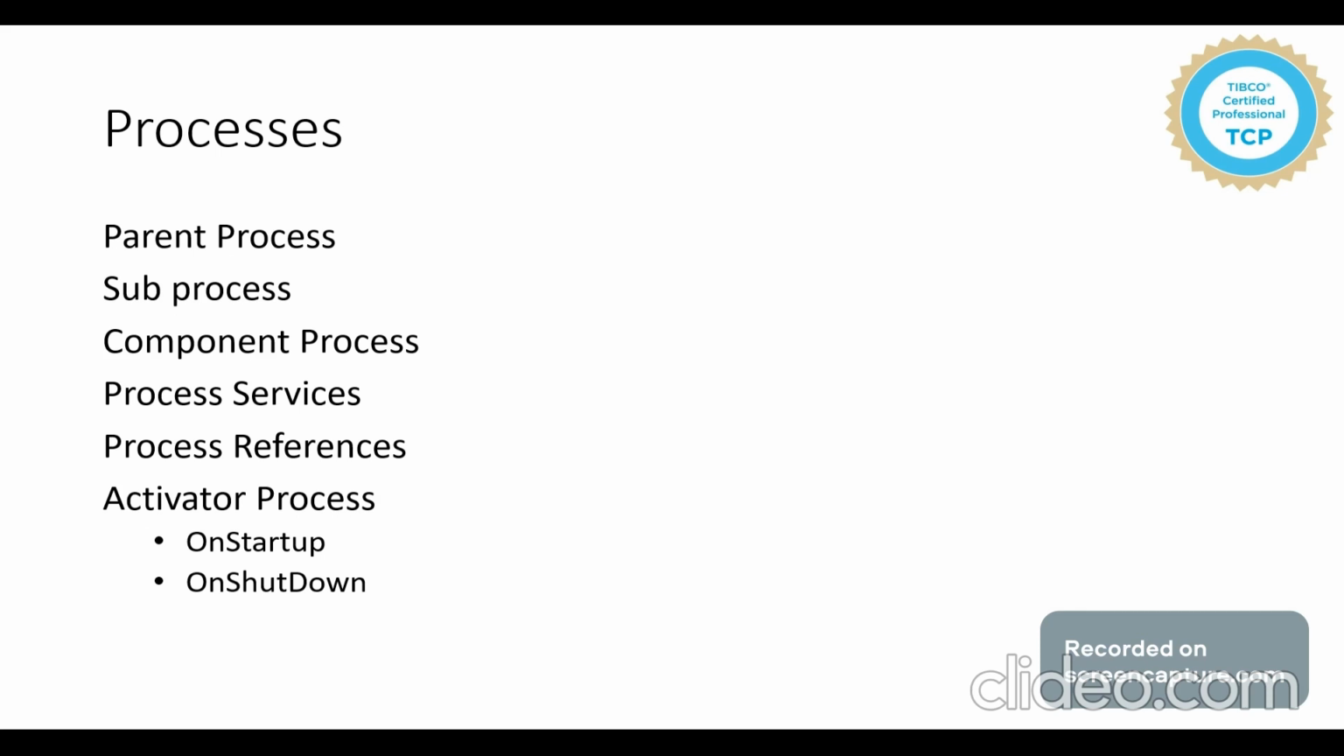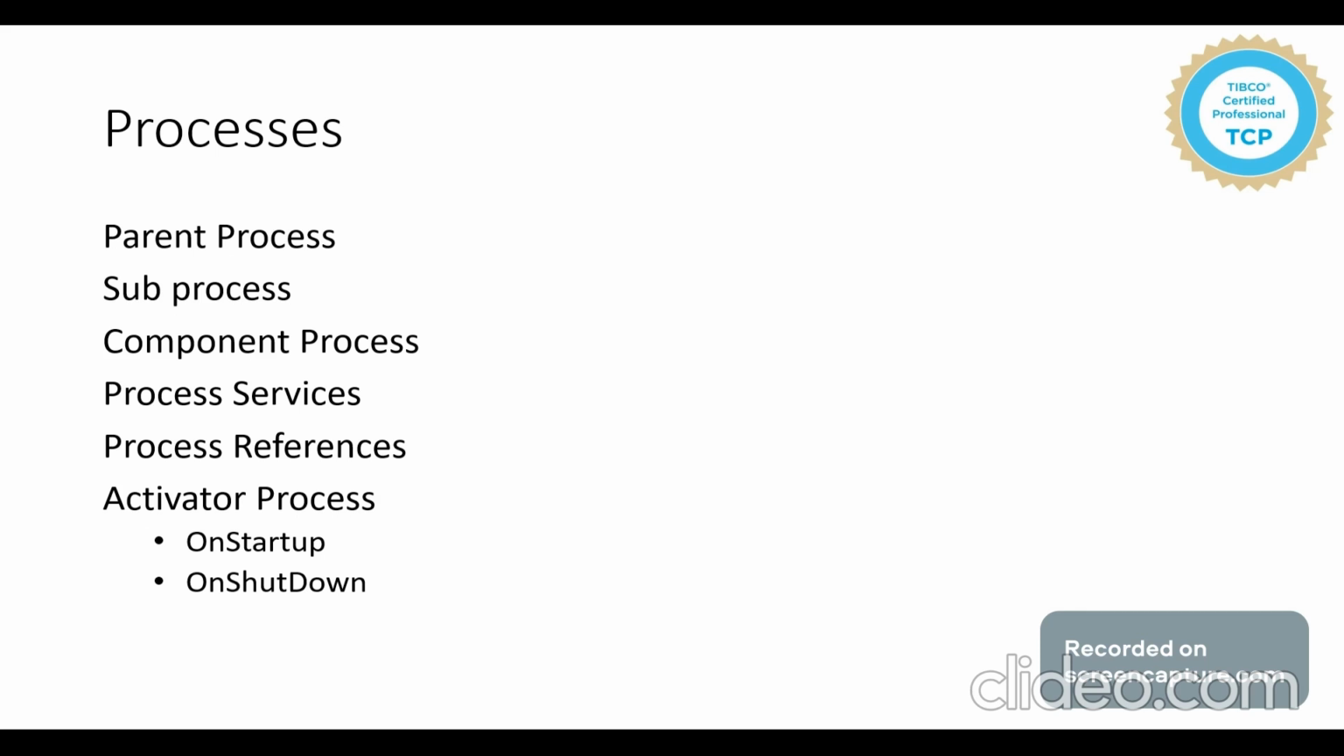So an activator process can only be configured for an application module but not a shared module, and there can be only one activator process per application. However, if we want to implement more complex logic inside of an activator process on startup or on shutdown, we can use more subprocesses to make the code more readable.